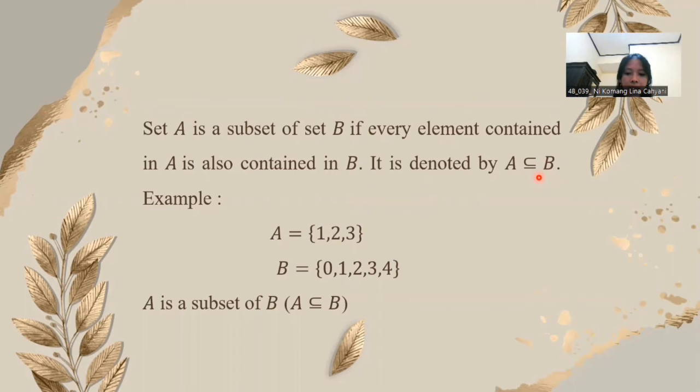For example, let's say that set A is equal to the set containing 1, 2, and 3, and let's say that set B is equal to the set that contains 0, 1, 2, 3, and 4. Now, the rule is that any element of A must also be an element of B. In this case, A has 1, 2, and 3, and B has 0, 1, 2, and 3. So we can say that A is indeed a subset of B.